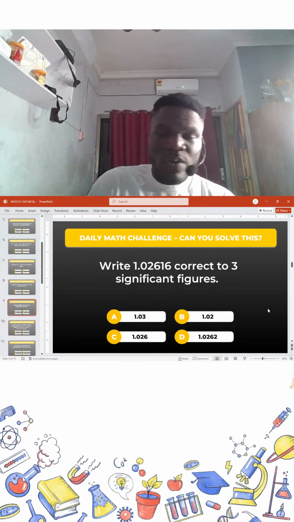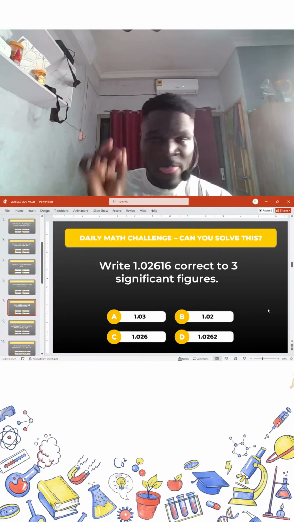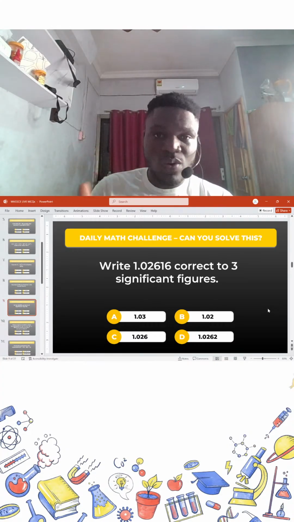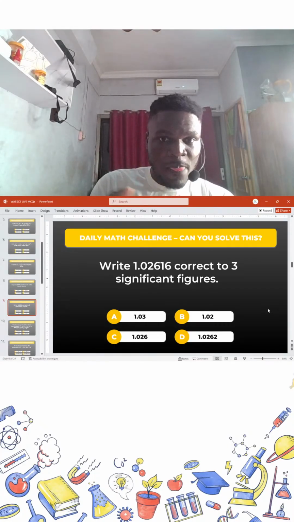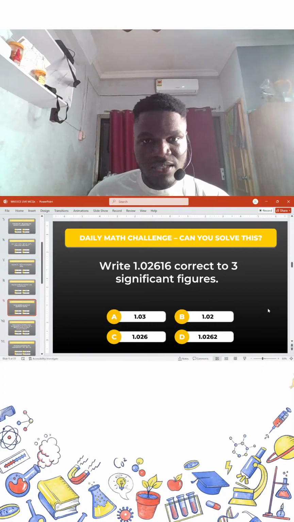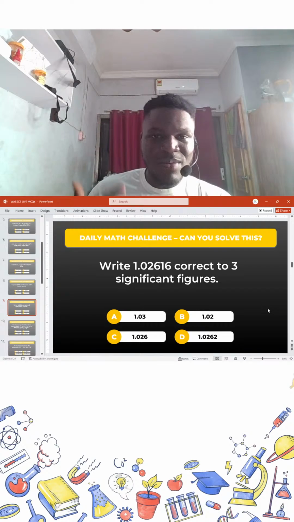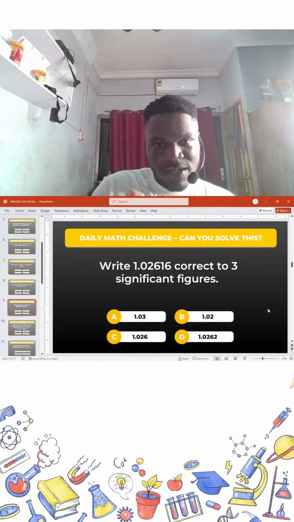All right, so guys, when we write 1.02616, correct to three significant figures, this is what we are going to have. The 1 before the decimal point is our first significant number. The 0 after that becomes our second significant number. The 2 after that becomes our third significant number. Now, after our third significant number, the number after that is 6.